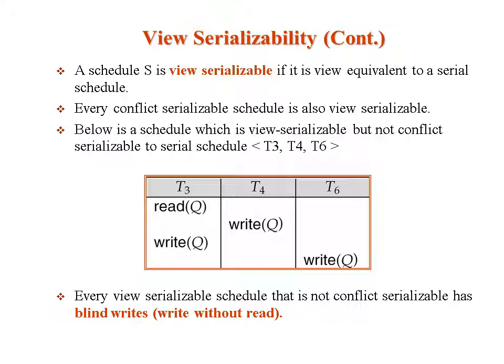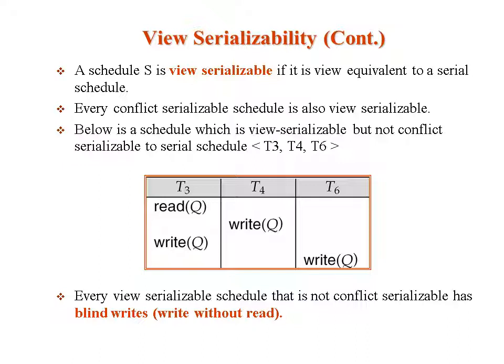This schedule is view serializable, and you can say that any schedule S is view serializable if it is view equivalent to a serial schedule. So this schedule is view serializable to serial schedule T3, T4, T6. But this is not conflict serializable, as the instructions are conflicting instructions. That means you cannot convert it into any serial schedule by swapping the instructions.